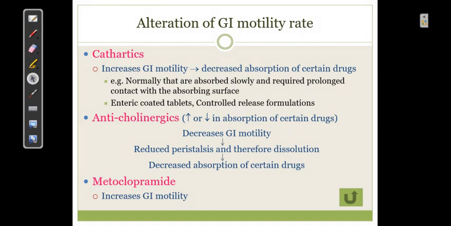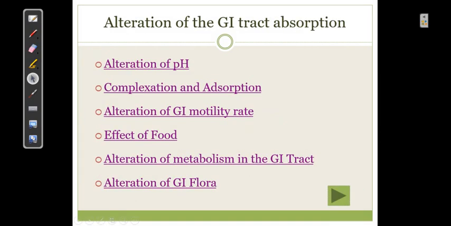So up till now we have checked three different mechanisms under the heading of alteration of GI absorption. Starting with the first one, alteration of pH. We have checked that pH could affect absorption by changing the ionization fraction of a drug. If a drug like ketoconazole is given with antacids, its effectiveness can be reduced. Also, enteric coated tablets like bisacodyl, which are not supposed to be released in the stomach, if given with antacids, can be released in the stomach and could lead to adverse effects like nausea and vomiting.